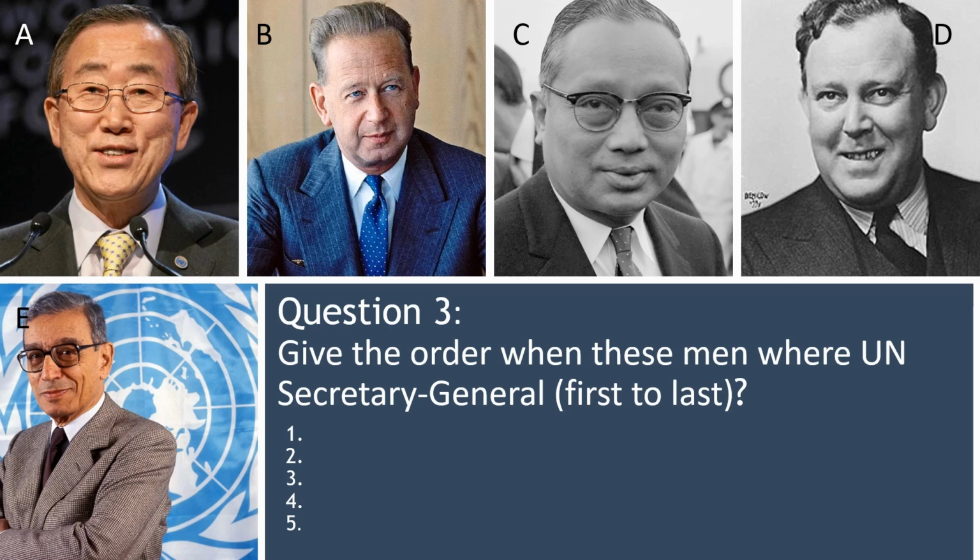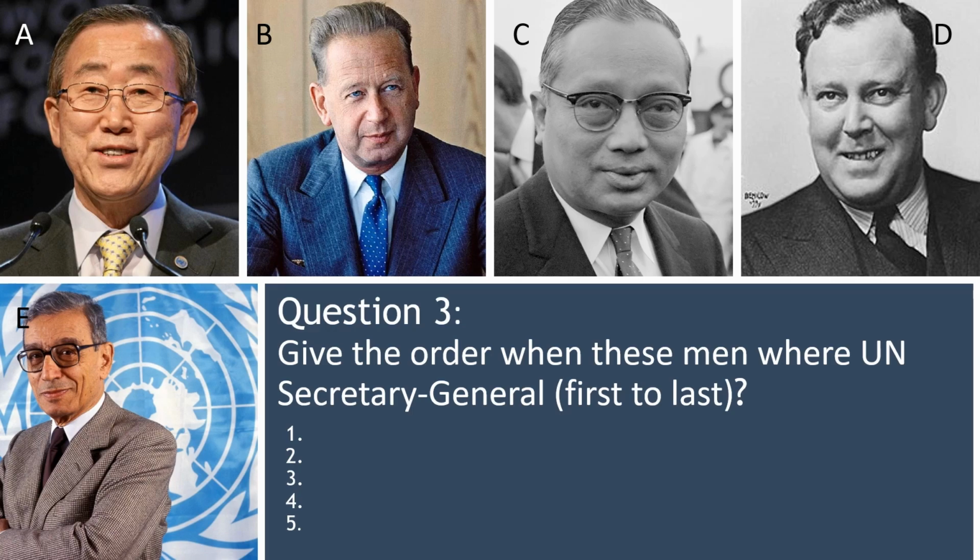Here we're talking about world leaders and specifically UN Secretary Generals. So give the order when these men were UN Secretary Generals. Ban Ki-moon, Dag Hammarskjöld, we have U Thant, we have Trygve Lie and Boutros Boutros Ghali. So give the order in which they were Secretary Generals, first to last.